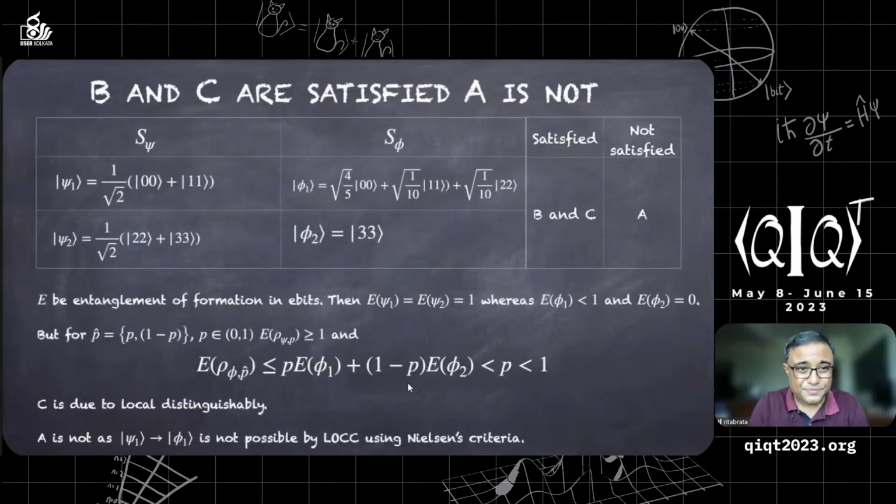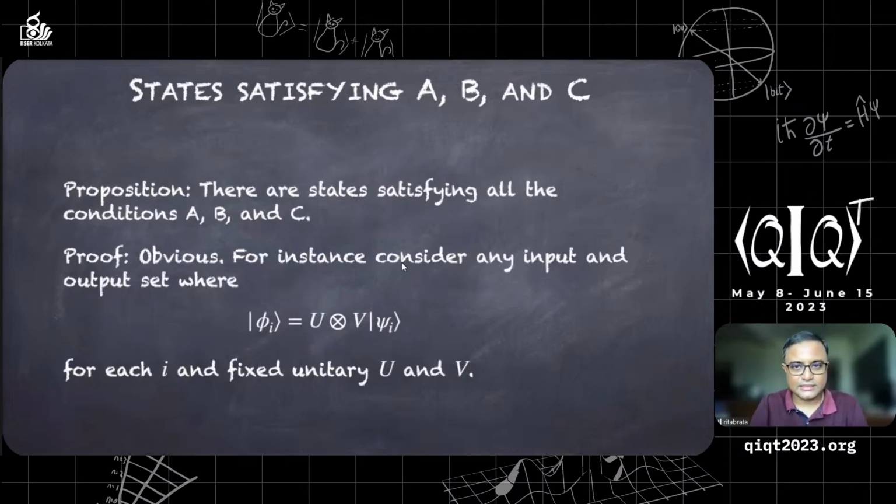Same thing holds for this kind of situation where the calculations can be a little more difficult, that B and C are satisfied, that is the entanglement measure is satisfied, the distinguishability measure is also satisfied, but Nielsen's criteria is not satisfied. So I don't want to go into that. Let me try to wrap up the situations.